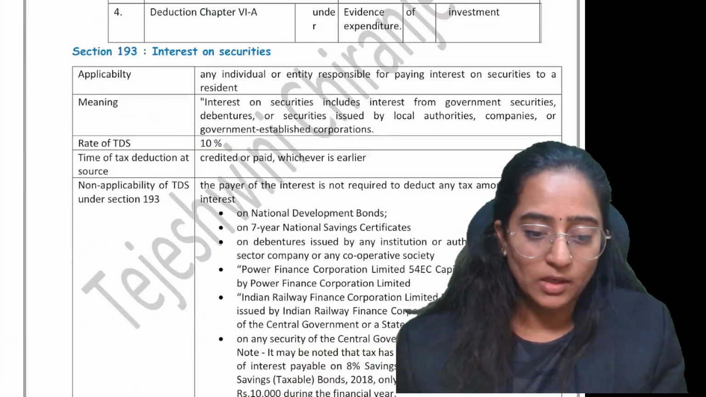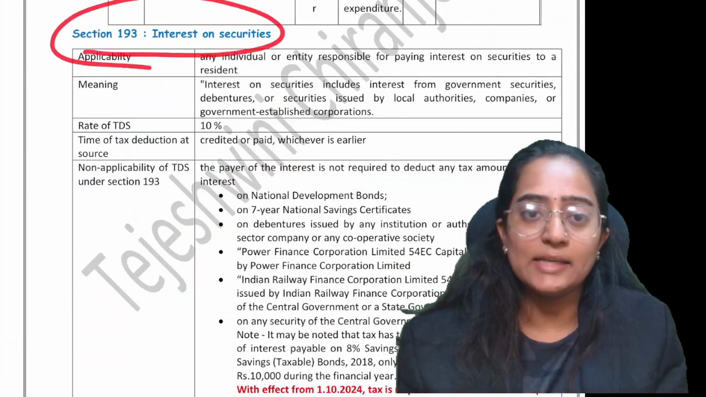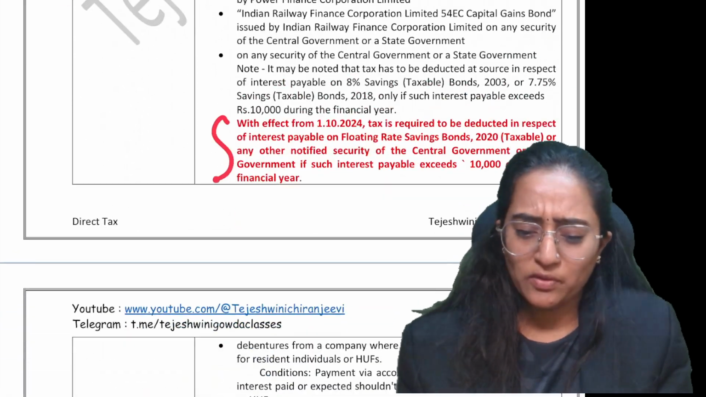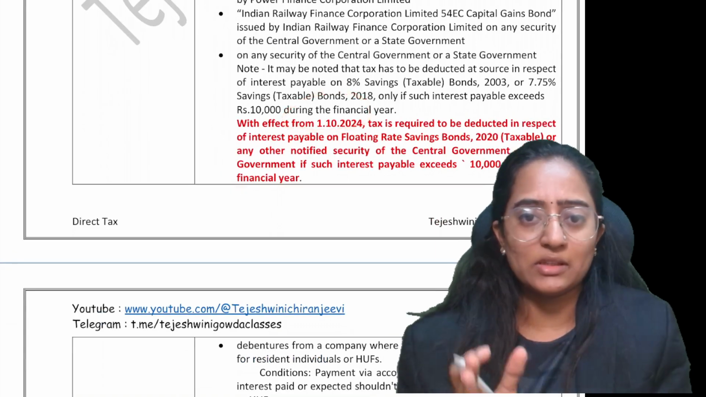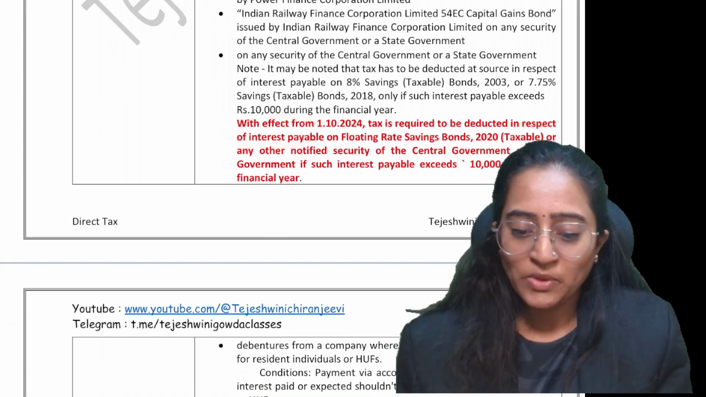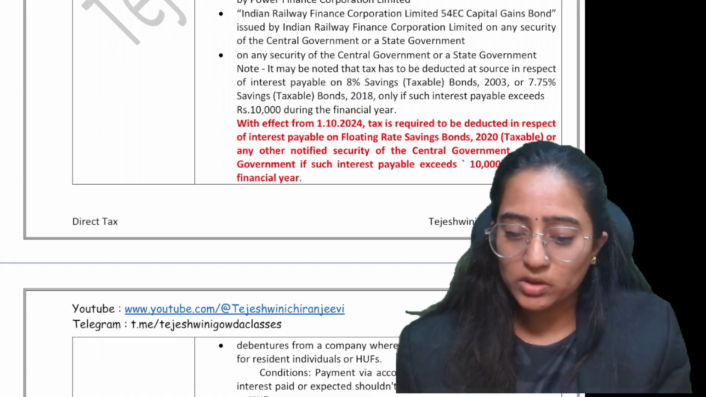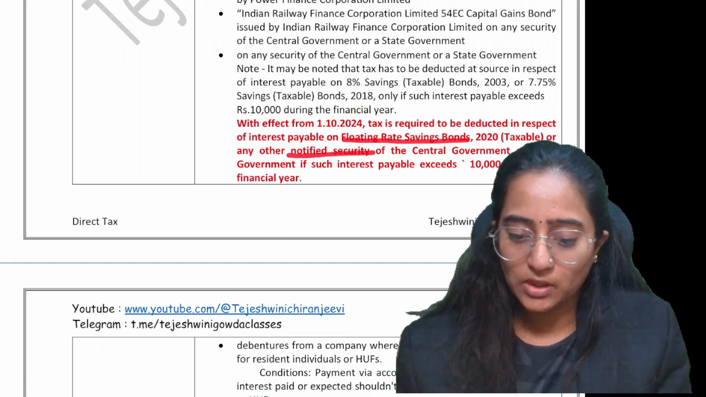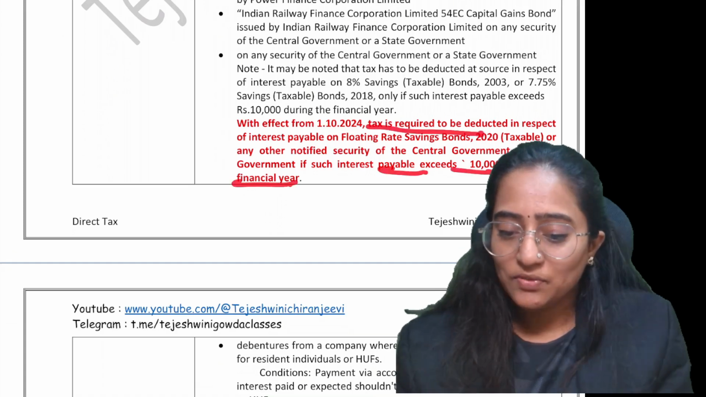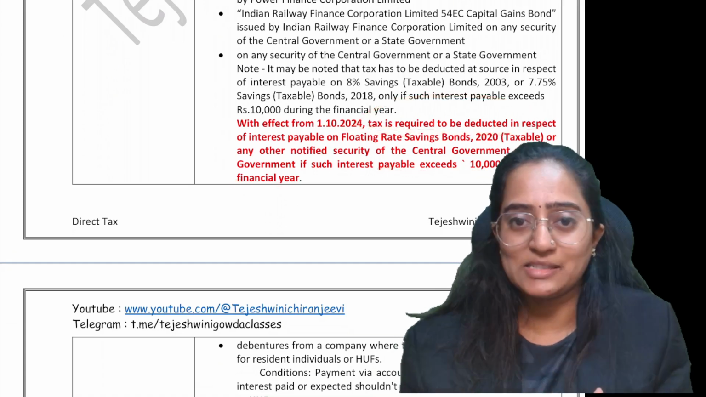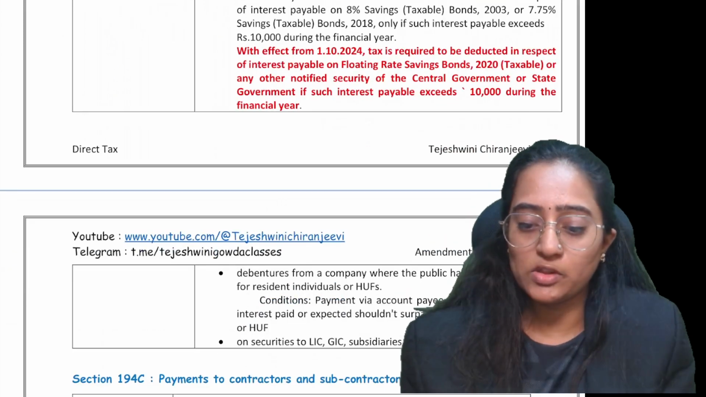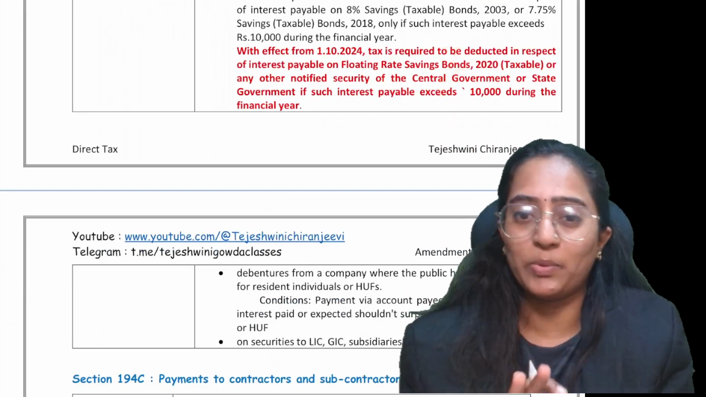Okay. Section 193 states interest on securities. With effect from this date, that is on or after this date, if you are investing your money and interest is payable on a floating rate savings bond deposit, and the interest payable exceeds 10,000 rupees during the financial year, then TDS is required. If it is less than that, TDS is not required. All these points you need to read very, very properly.